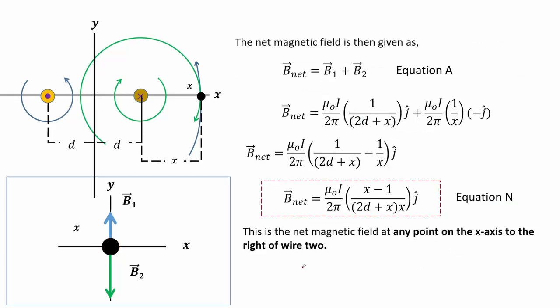The net magnetic field is then given as equation N. This is the net magnetic field at any point on the x-axis to the right of wire 2.